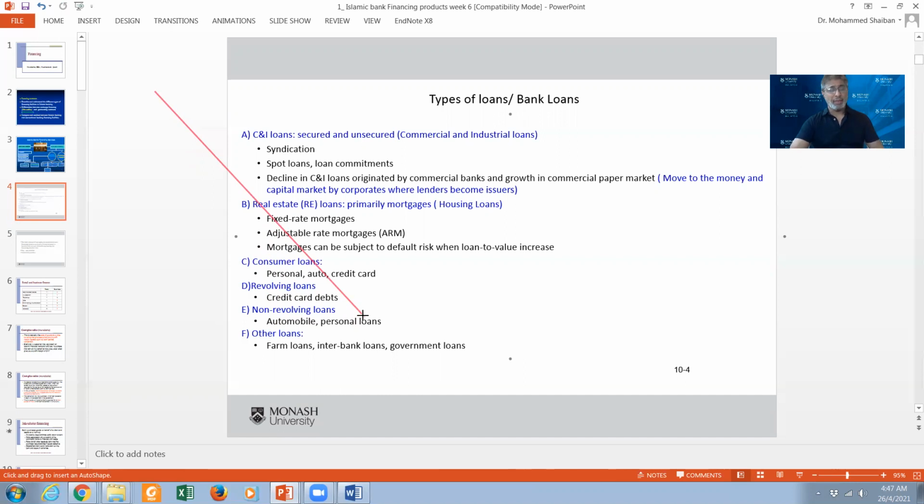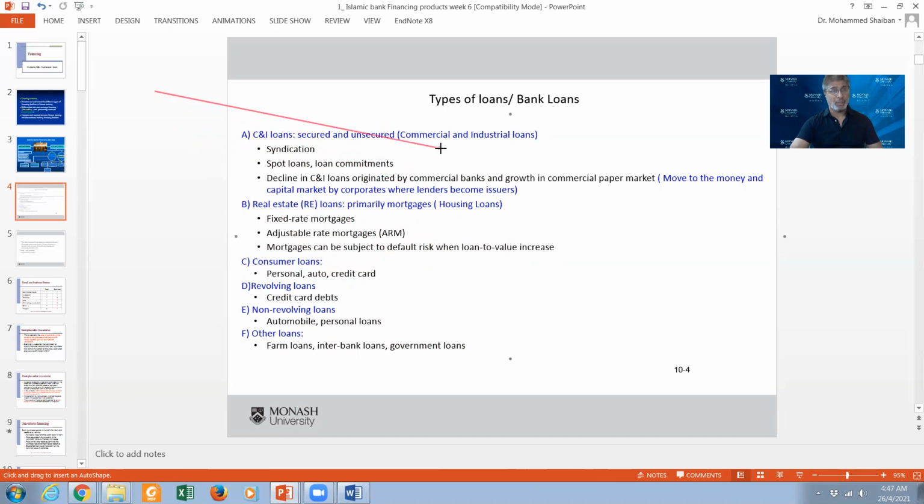And of course, there are other loans provided by the conventional banks. We can have farming loans or industry loans. They lend each other interbank loans. You can also provide government loans. At the end of the day, the reason I brought this slide is because all of those loans, you can find them under Islamic finance, but they are Sharia compliant or halal loans.